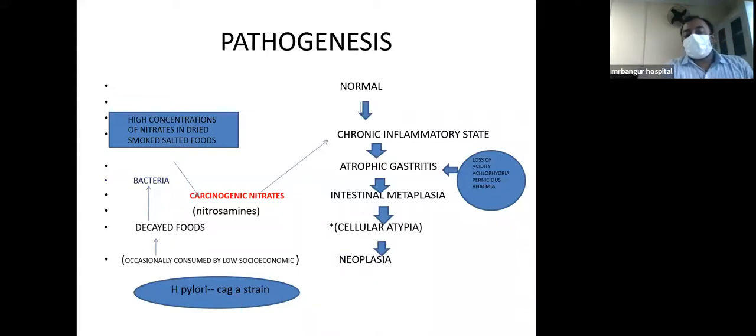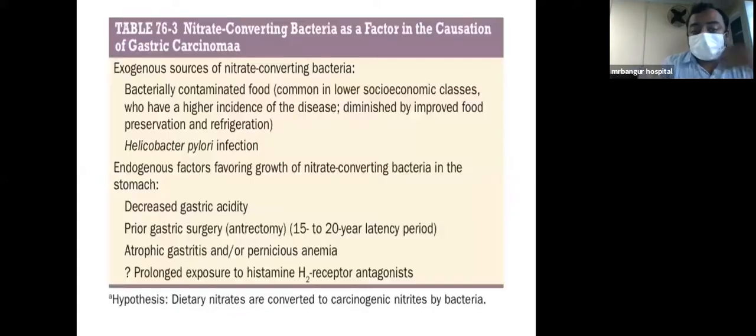By the action of the bacteria, it gets converted into nitrosamines, that is carcinogenic nitrates, and that starts the disease itself via the pathway often termed the Correa cascade, a chronic inflammatory state. The normal stomach goes into a chronic inflammatory state, which ultimately leads to atrophic gastritis, intestinal metaplasia, and ultimately to neoplasia. This atrophic gastritis itself, sometimes in the background, gets an extra effect from decreased gastric acidity, prior gastric surgery, and atrophic gastritis, all this.